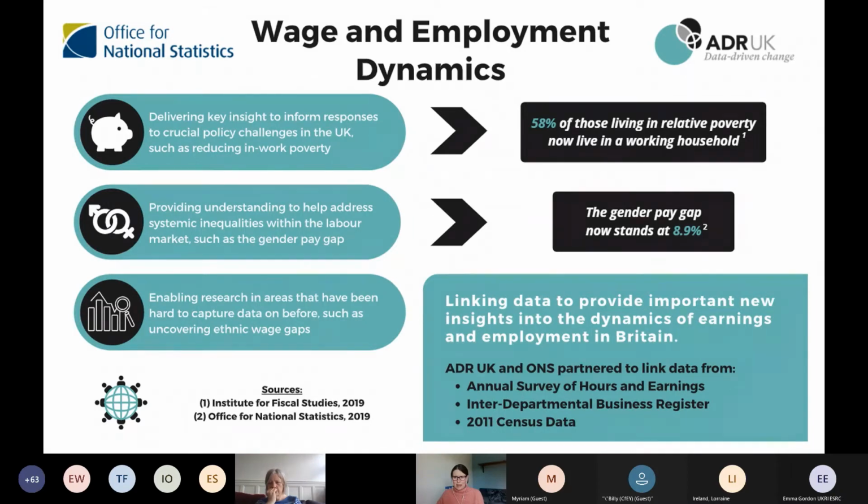So this data, which is being linked, is basically the annual survey of hours and earnings, which measures employee earnings, linked to the Inter-Departmental Business Register, which is a comprehensive list of UK businesses, and linking that to the 2011 census, which obviously is that detailed snapshot of the population and its characteristics.